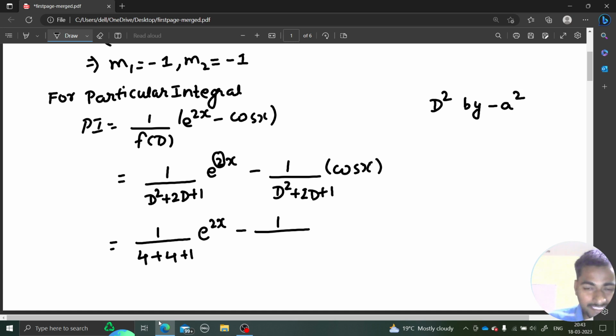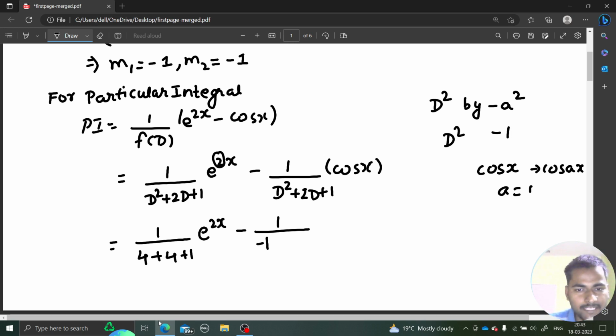So here you have a cos ax or cos bx type of problem. As you can see, the value of a here is 1. If you compare this to cos ax, you are getting a as 1. So a square will be 1 square, which is 1. So you will have to replace D square by minus 1 in this case. If you do so, you will get minus 1 plus 2D plus 1. So this will get cancelled, and this will again be written as it is, cos x.